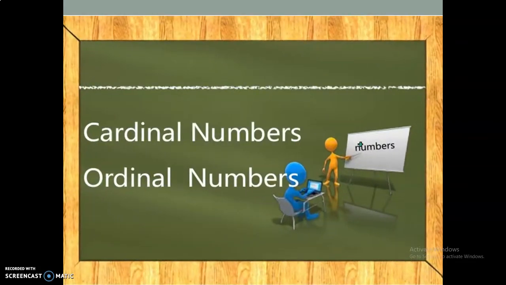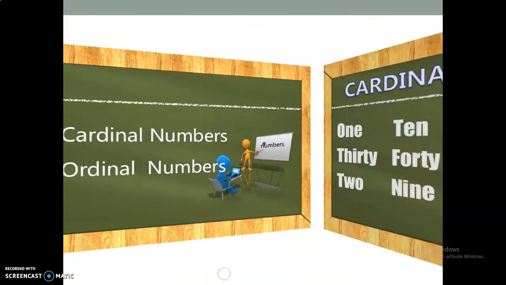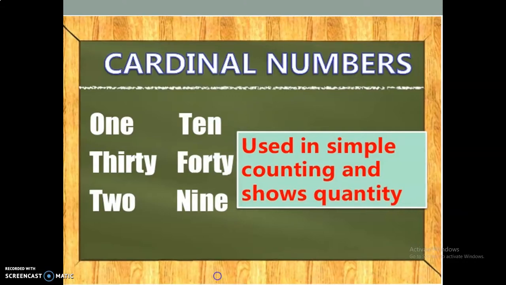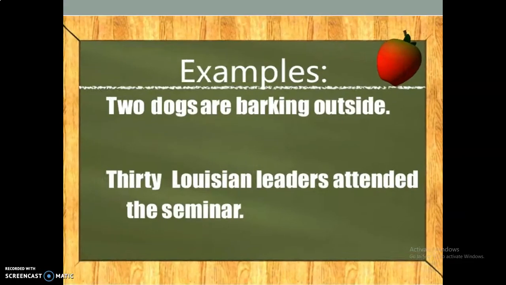Cardinal numbers and ordinal numbers. What is meant by cardinal numbers? They are used in simple counting and show quantity: 1, 2, 3, 4. Examples: the two dogs are barking outside. Thirty leaders attended the seminar.